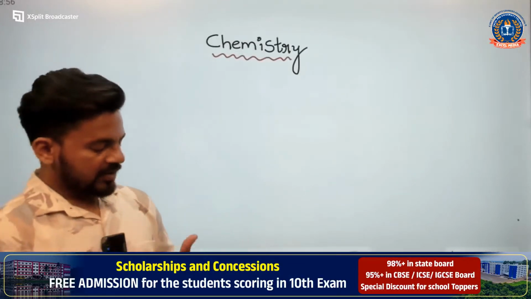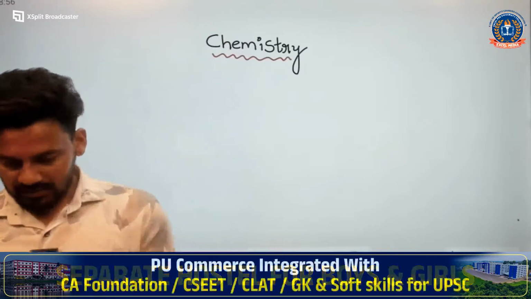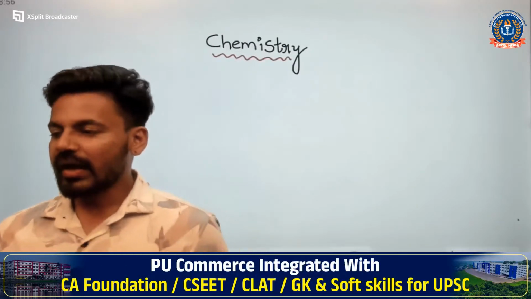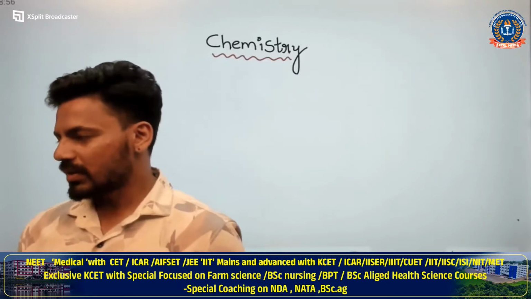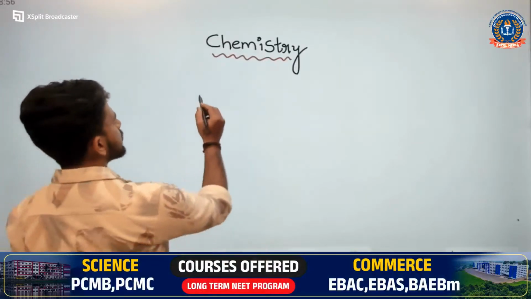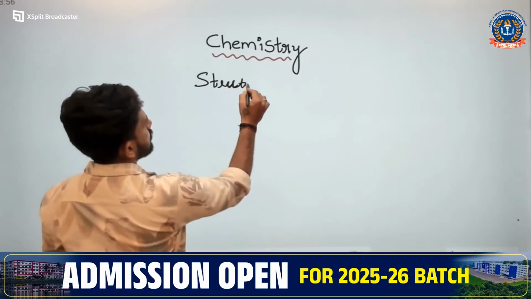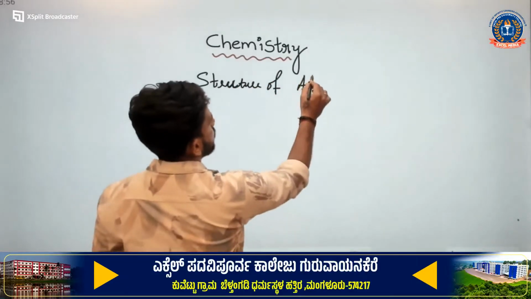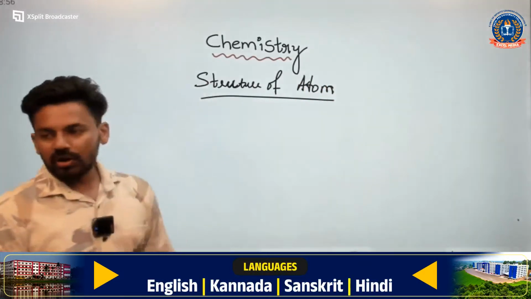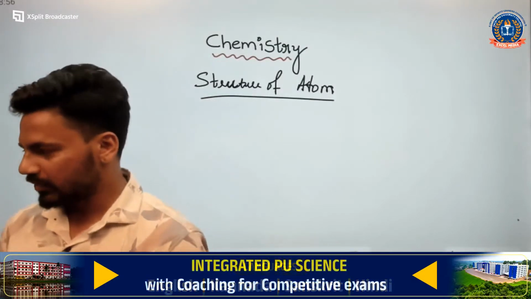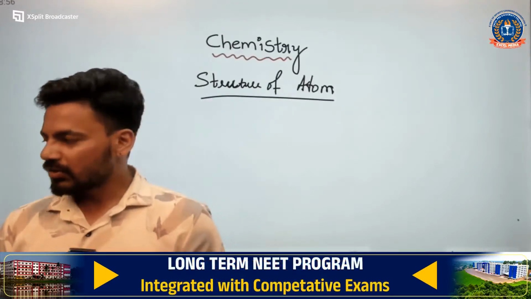So let us go to the topic. We are discussing all the topics which we have covered in the last class. I have given the introduction to the new topic, subatomic particles, SPDF. So we will start with the structure of atom. All these come under the topic structure of atom. What is the structure of atom? An atom consists of electron, proton, neutron.